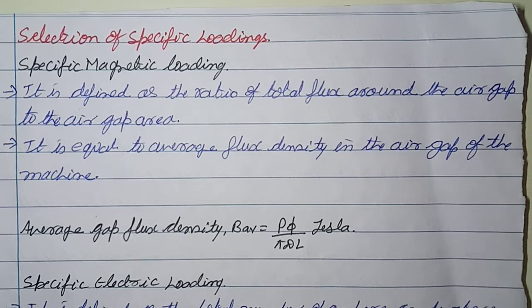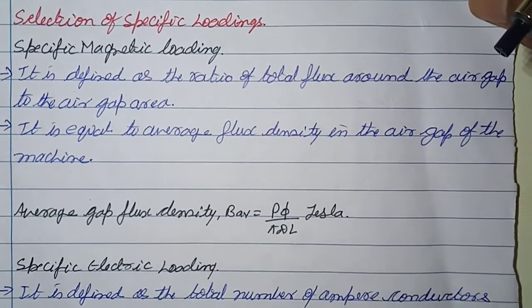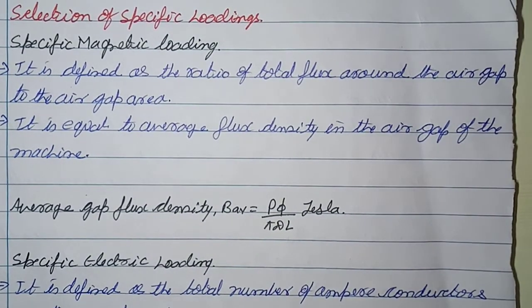So flux by the flux area. Okay, so it is equal to the average flux density in the air gap of the machine, right? So we know that air gap is a must, because we have one part that is stationary, the other one which is rotating. So it is always advisable that we have some gap between these two.